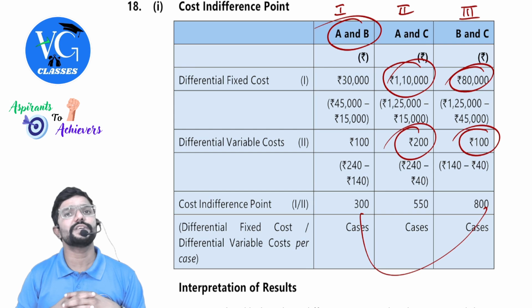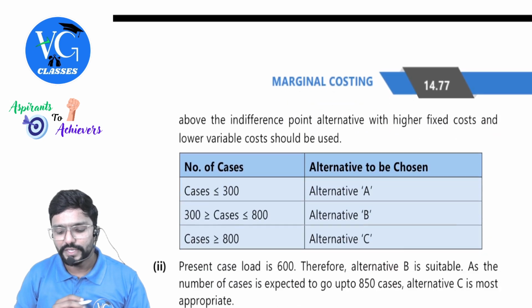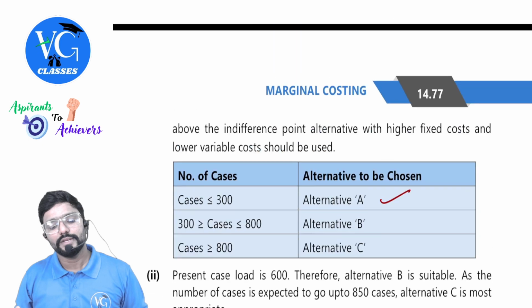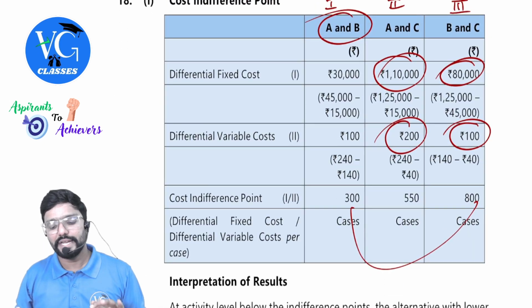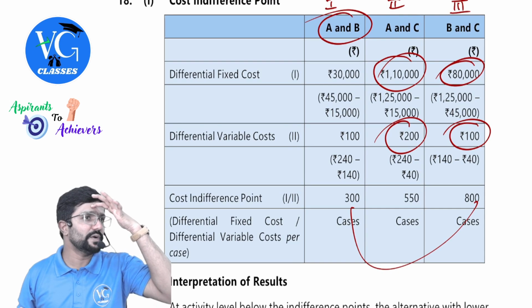Who is having lower fixed cost? A. Who is having higher variable cost? A. So, we will go with whom? A. Correct? Yes. Next. More than 300 but up to 800. More than 300 up to 800.